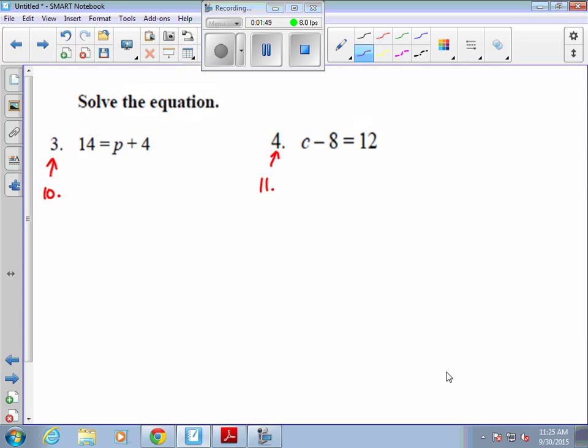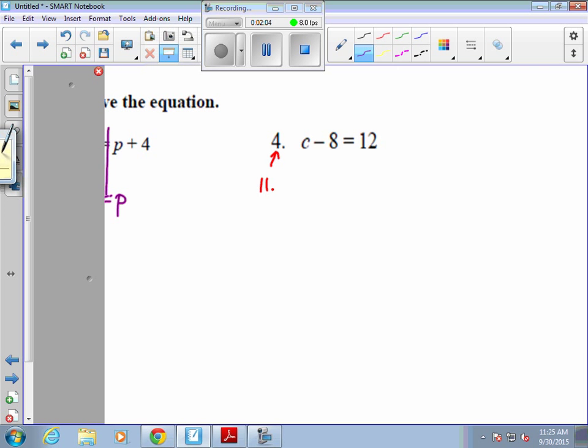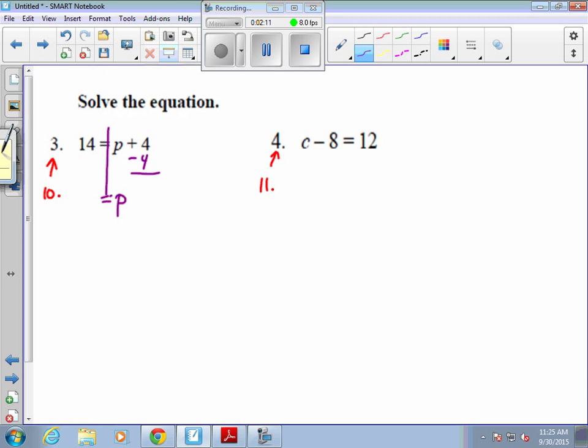Number 3, again, was number 10 on some of y'all's study guides. It says solve the equation: 14 is equal to p plus 4. You want to get p isolated or p by itself. It says plus 4. If you have to, ignore the left side. You know the inverse operation of plus 4 is minus 4. Do the same to this side. 14 minus 4 is 10. So p is equal to 10.